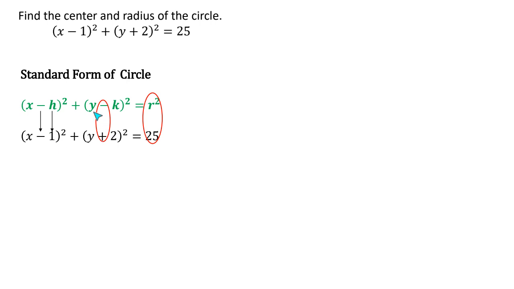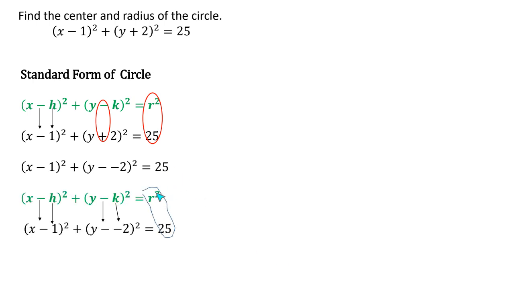And then over here we have the y's, but then we have a subtraction, and this one has addition. Okay, so we want to rewrite that a little bit so that we can have it in the standard form. So this addition, we can write it as minus a negative 2, which is the same as positive 2. So that's going to tell me that k is going to be negative 2.